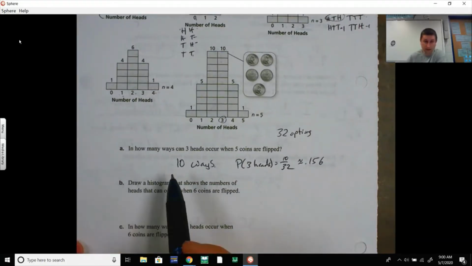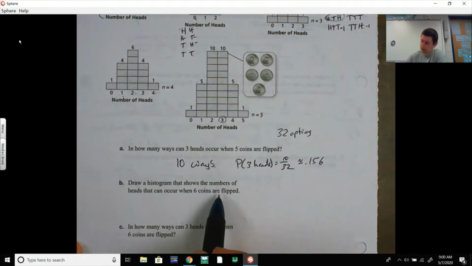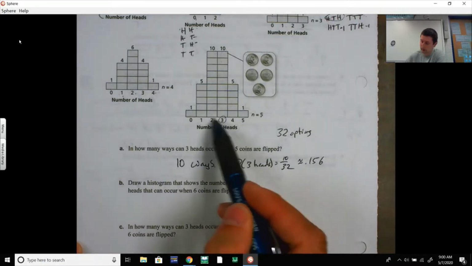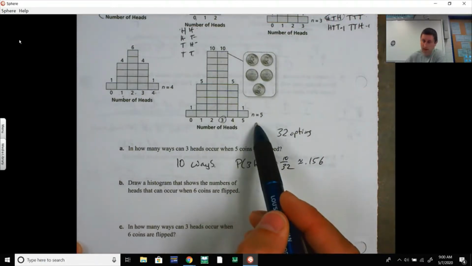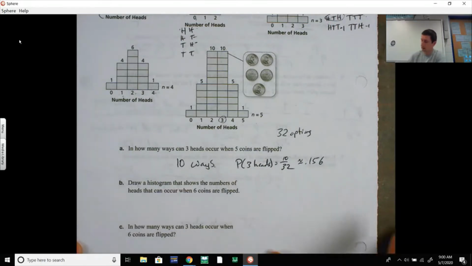Now B and C, this is going to take a lot of time. I'm not going to take this to do right now. Draw a histogram that shows the number of heads that can occur when 6 coins are flipped. So they want us to take these number of heads and go all the way to 6, so n would equal 6. That would be 64 different options. We're not going to take the time to tabulate all that.